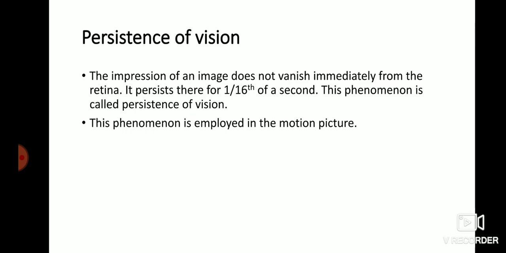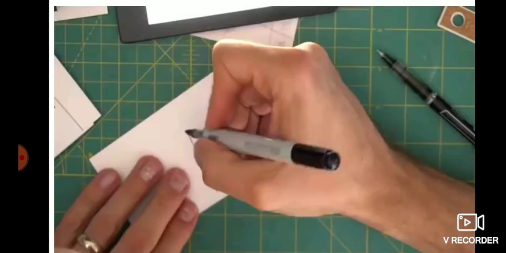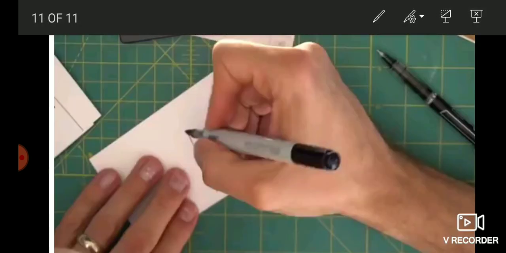This phenomenon is also employed in motion pictures. Movies are actually a number of separate pictures in proper sequence. They are made to move across the eye usually at a rate of 24 pictures per second or more, for which we see moving pictures. So it is a very important phenomenon. In the next slide I am showing one video which will help you to understand this.